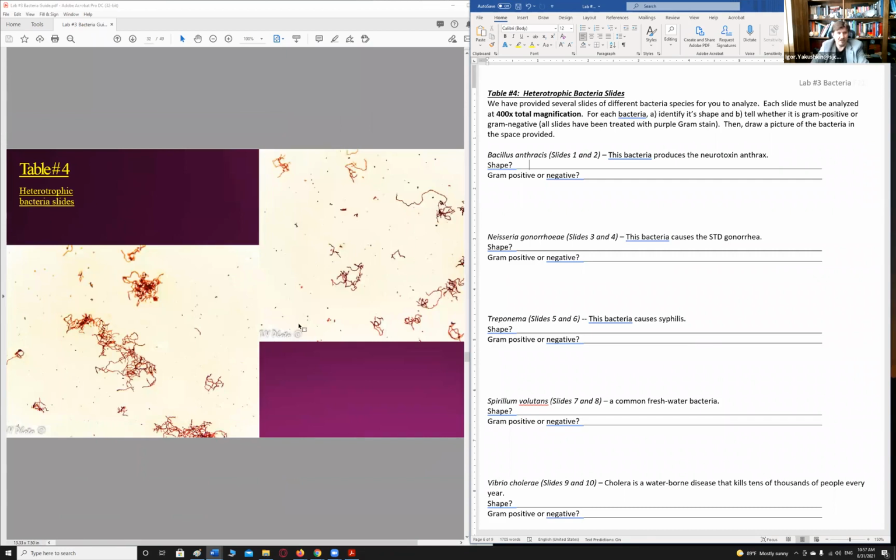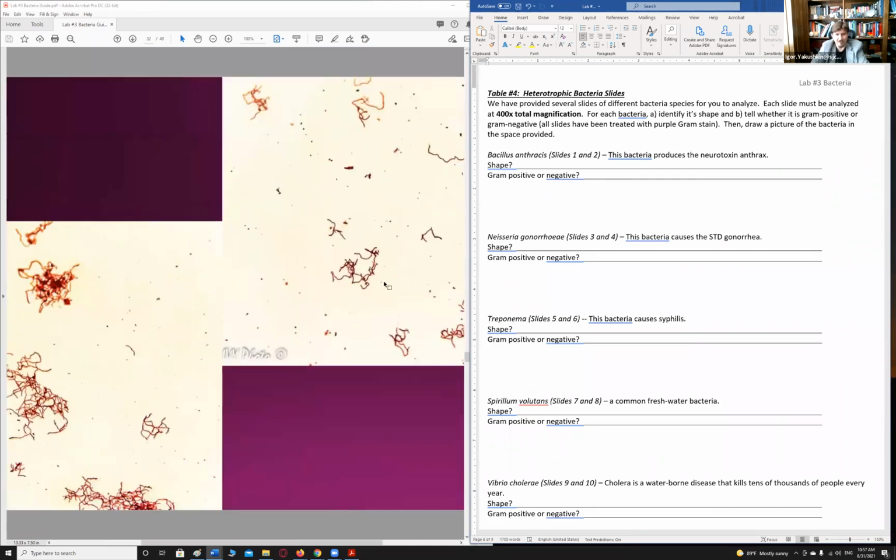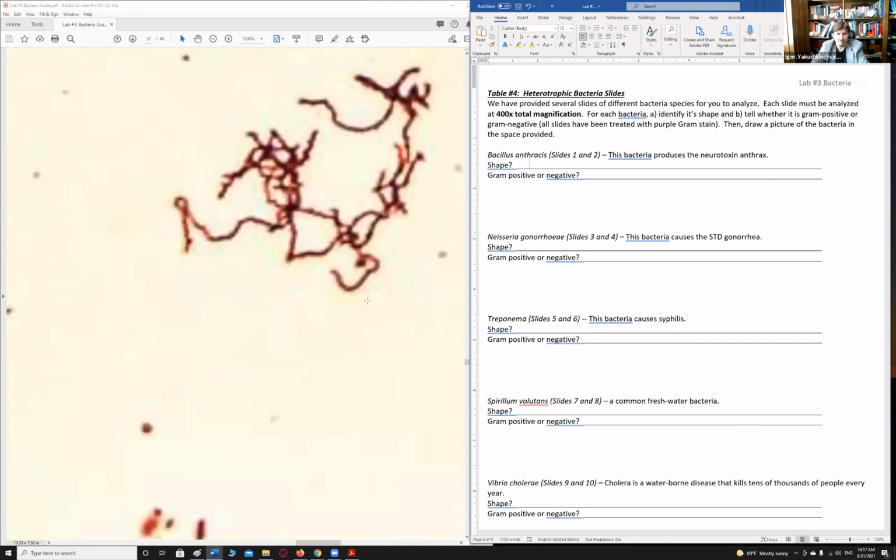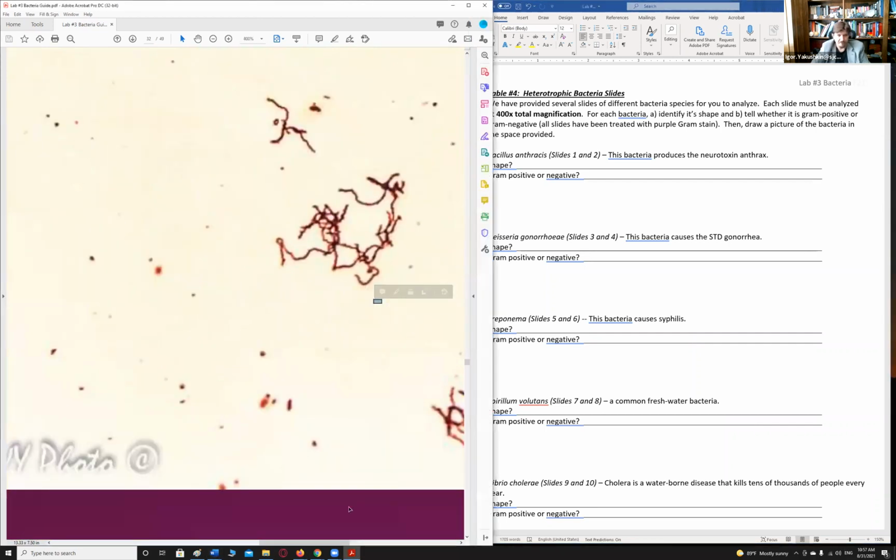Let's take a look at this particular guy. Treponema causes syphilis. What kind of shape is that? Well, first of all, gram-positive or gram-negative? I already told you, the only positive we have is the anthrax. You can say it's not a reddish color. Yeah, but it's not purple either. So if it's not purple, it's negative. Now, what would be the shape? Well, like strands. Treponema is one of those quite interesting exceptions.